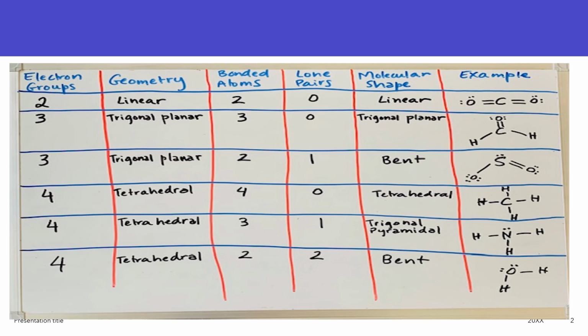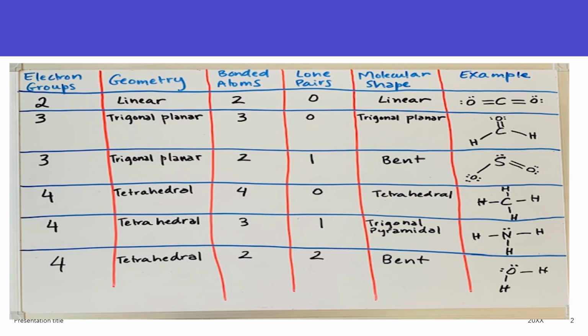Okay, now let's look at NH3. NH3 is going to be different, although there are still four electron groups: three single bonds and one lone pair. So now there are four electron groups, but only three bonded atoms. So the geometry is still going to be tetrahedral, but the molecular shape is going to be different. The molecular shape is going to be trigonal pyramidal. Okay. Now let's look at another molecule with four electron groups, but again the shape is going to be different.